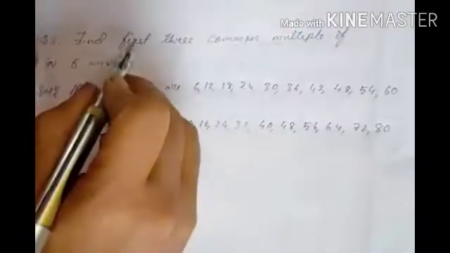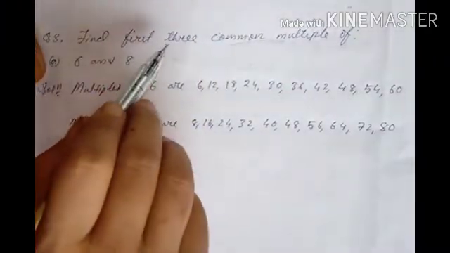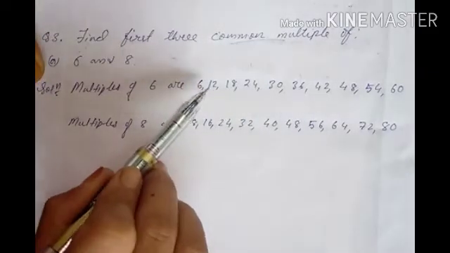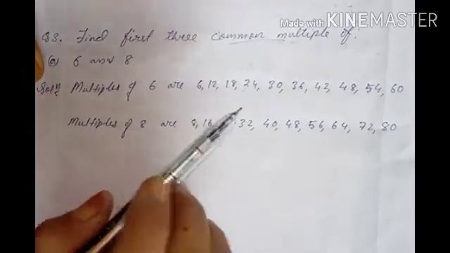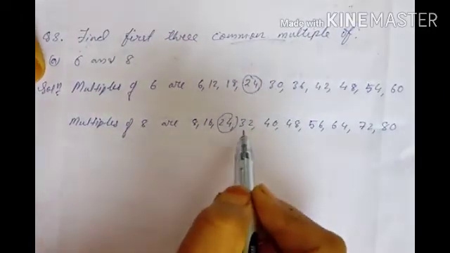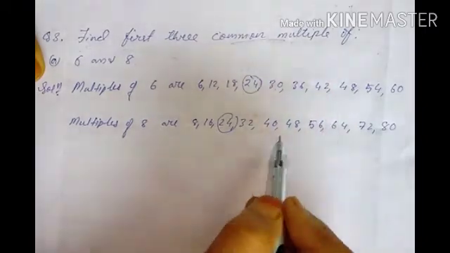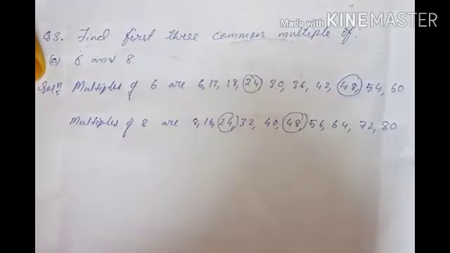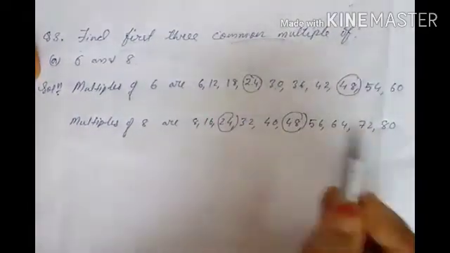Now we have to find the first 3 common multiples, isn't it? 6 is not common, 12 is not here, 18 is not here, 24 is here and 24 is here. So 24 and 24. Now 30 is not here, 36 is not here, 42 is not here, 48 is here. So we got one more, 48 and 48. How many did we get till now? We got only 2, isn't it? So we need to find more.